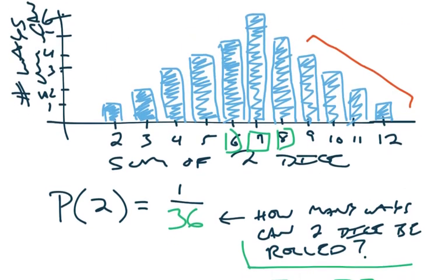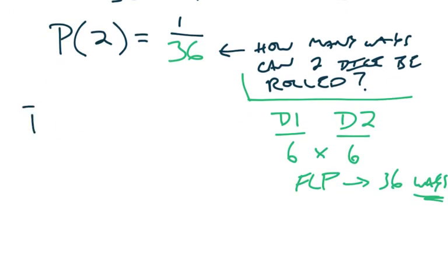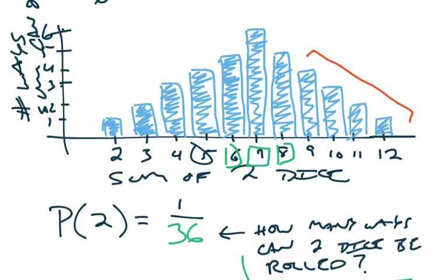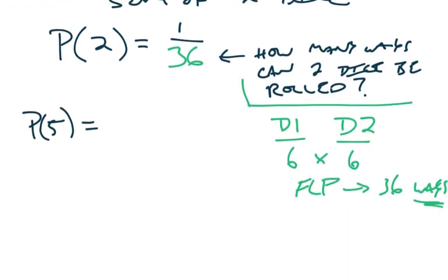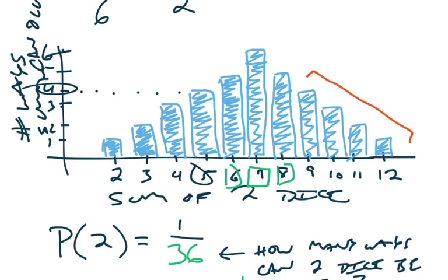All right, let's jump around a little bit. Let's not go in order. Let's say the probability of rolling a 5. What's the probability of rolling a 5? Well, a 5 occurs in 4 different ways, and there were 36 ways that anything could have occurred. So the probability of rolling a 5 is 4/36. This is 1/9 if you like reduced fractions, which I know you do.